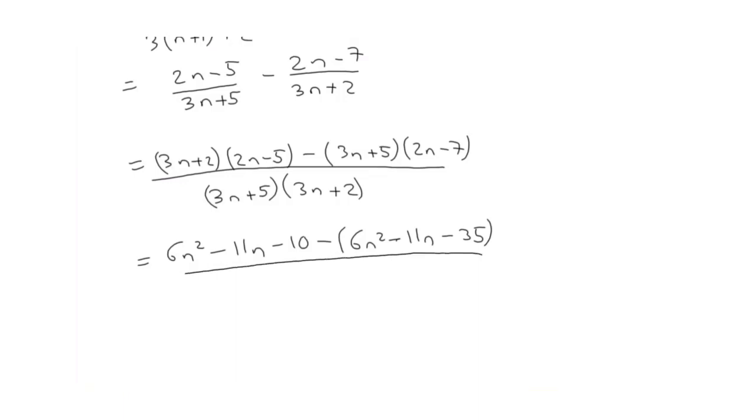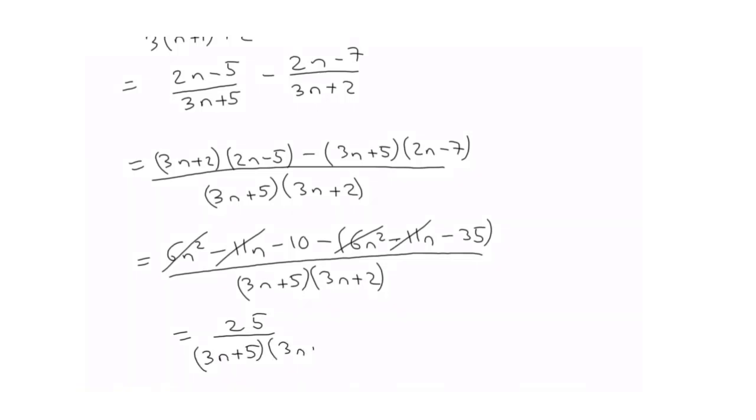So this is going to simplify it nicely over 3n plus 5, 3n plus 2. So looking at the top, because of this bracket, you've got 6n squared minus 6n squared, so that's just going to be nothing. The same case with the minus 11n, so minus 11n minus 11n will just get us to 0 as well. So you've got minus 10 minus 35, which is minus 25. So now this equals 25 over 3n plus 5 over 3n plus 2.